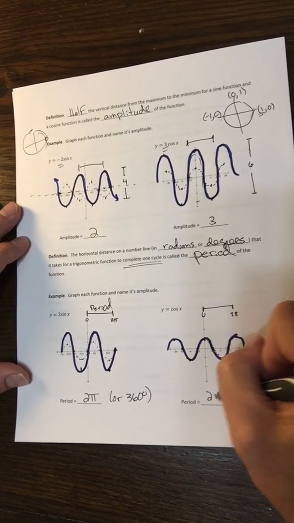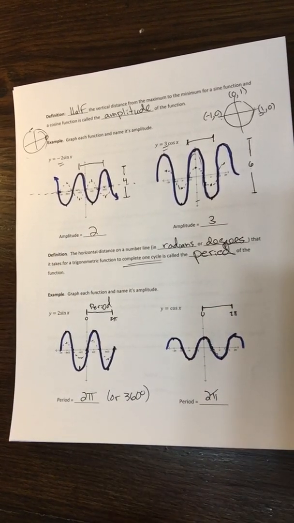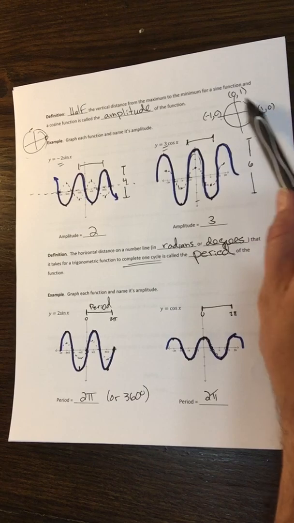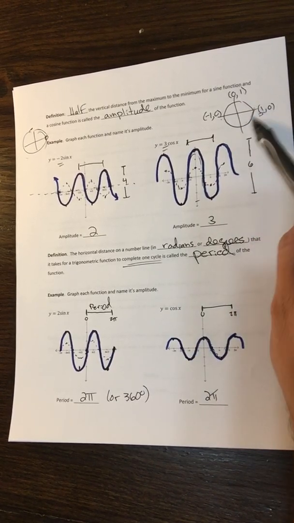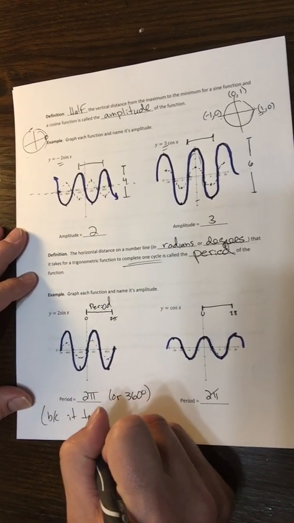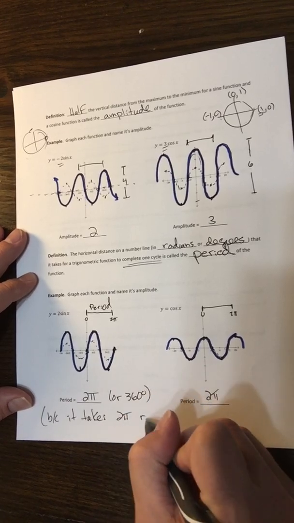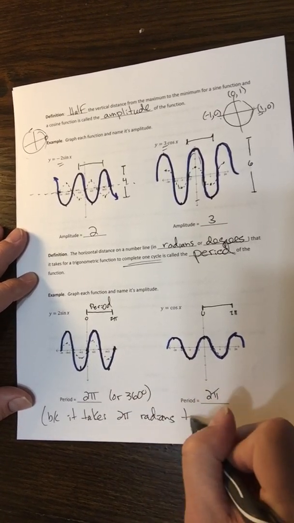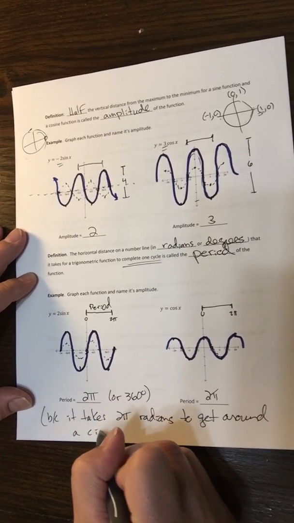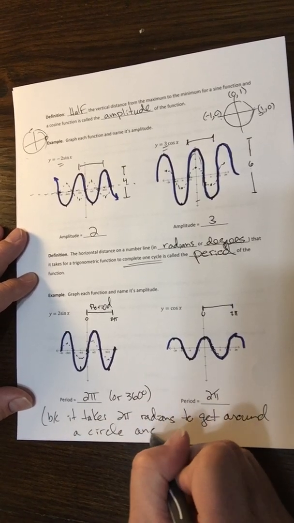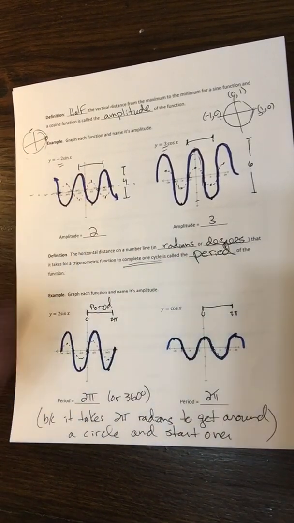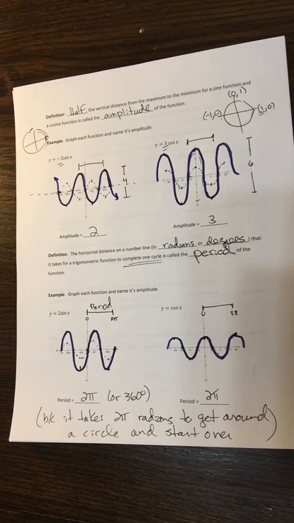We have the same period for the sine function that we do as the cosine function. Why? Because it takes 2 pi to get around the circle and then start repeating yourself, right? This repeats itself because this repeats itself. So I'm going to go down here and say because it takes 2 pi radians to get around a circle, and start over. That and start over part is what points it out. I start over, I do the exact same behavior, that's why it repeats itself and looks the same. All right, next page.